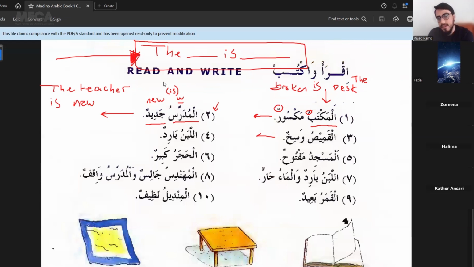All right? Okay, next one, Halima. This one. Which one? Show me again. This one right here. Okay. Al-kamisu, the blouse. Al-kamisu wasikhun. The blouse is wasikhun. I'm not sure what wasikhun is.